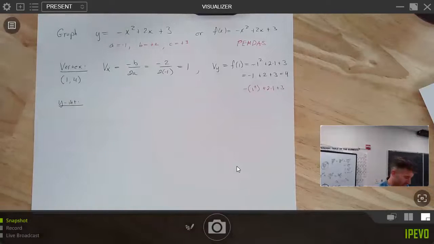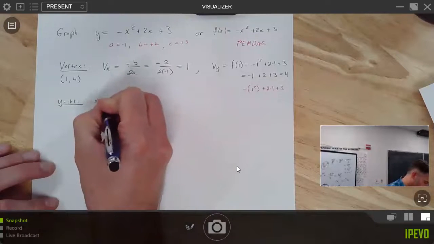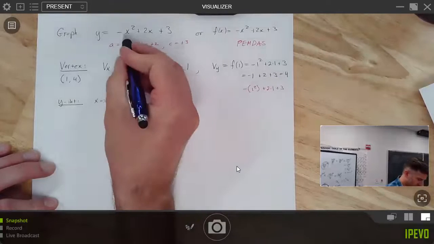Y-intercept, no problem at all. It's going to be (0, 3). If we set x equal to 0, we get y equal to 0 plus 0 plus 3.